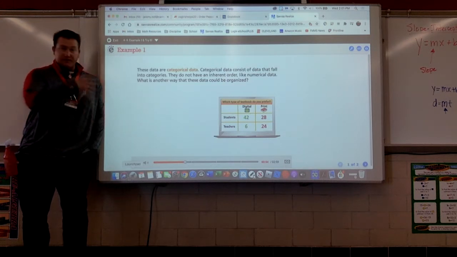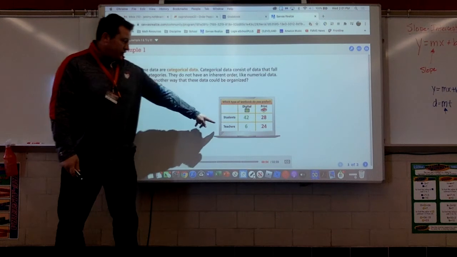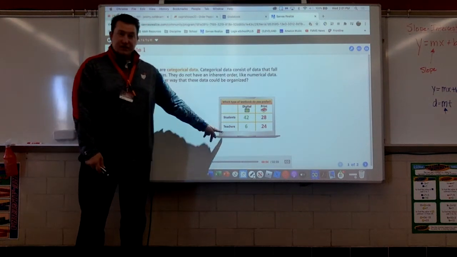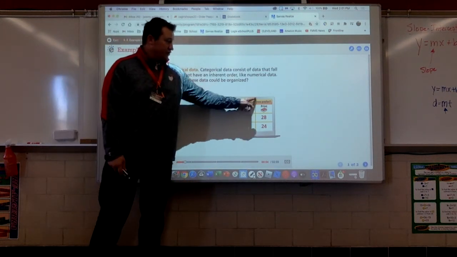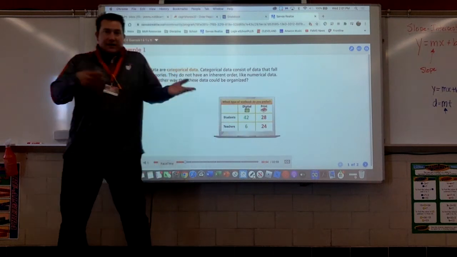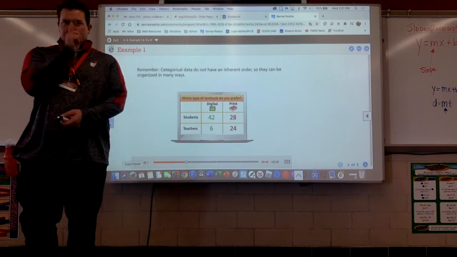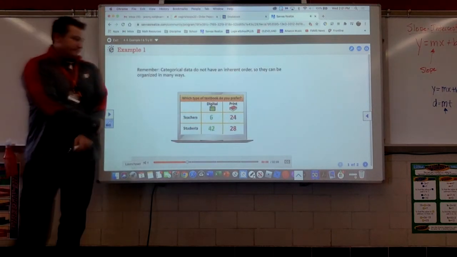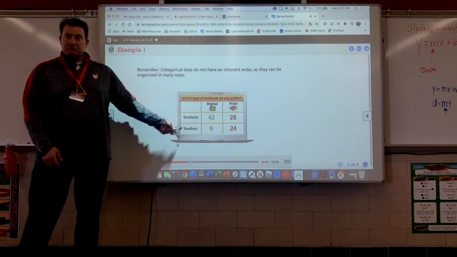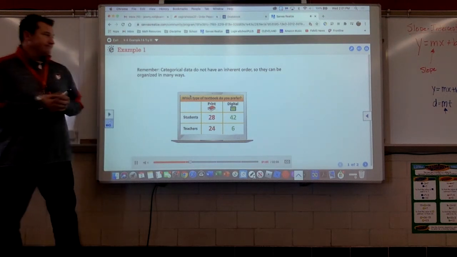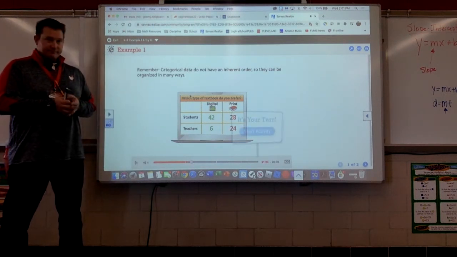Could we also just flip these around the other way? Yeah, we could have had teachers first and students second. Or we could have changed digital over here to this column and print over, it doesn't matter what order it's in. That's why it's categorical data. That's why we like it. Remember, categorical data do not have an inherent order, so they can be organized in many ways.